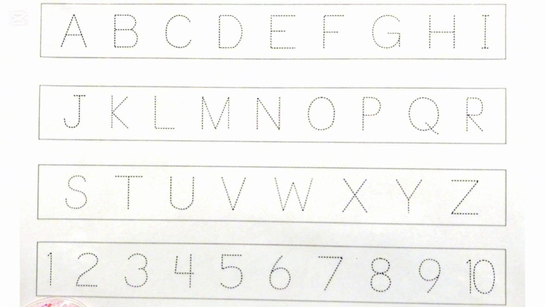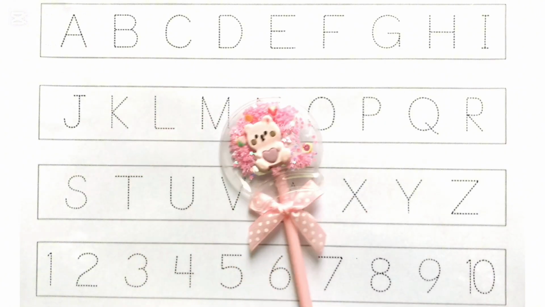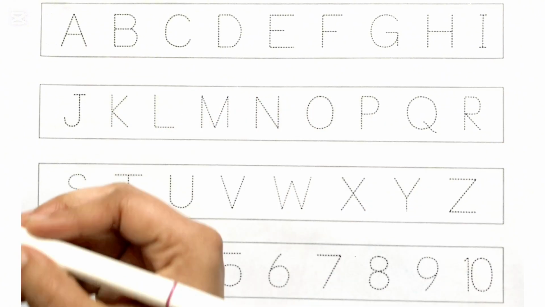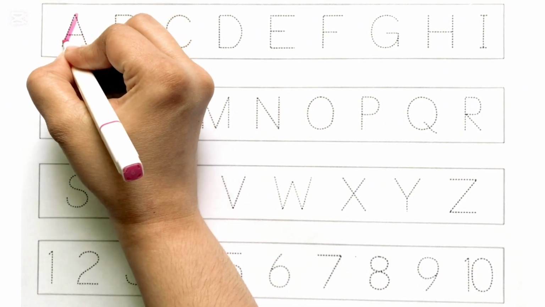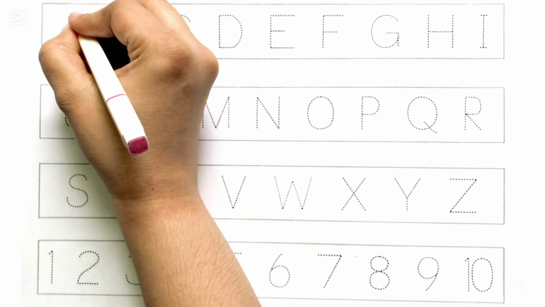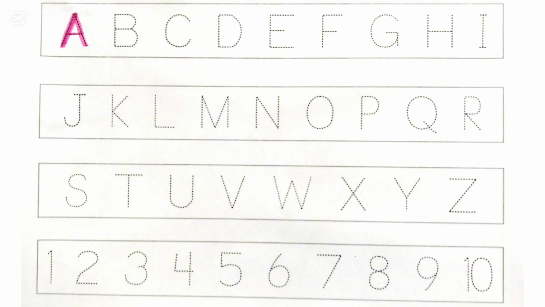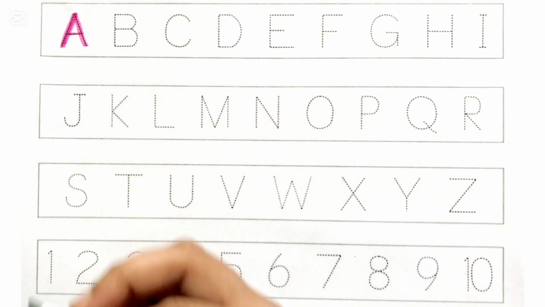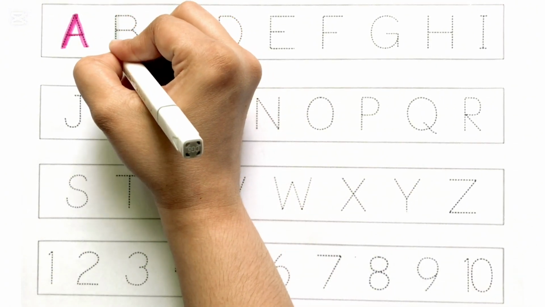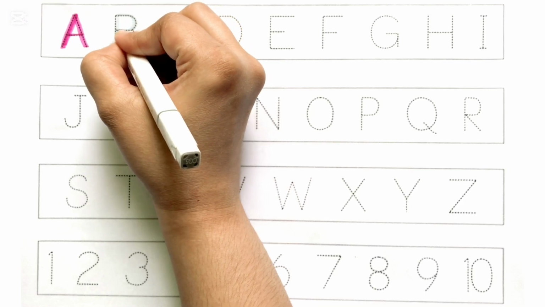Let's counting 1, 2, 3, 4, 5, 6, 7, 8, 9, 10. Let's coloring. A for apple. B for banana.